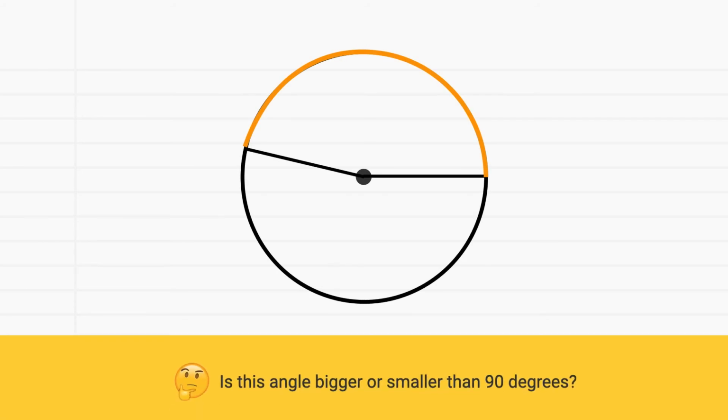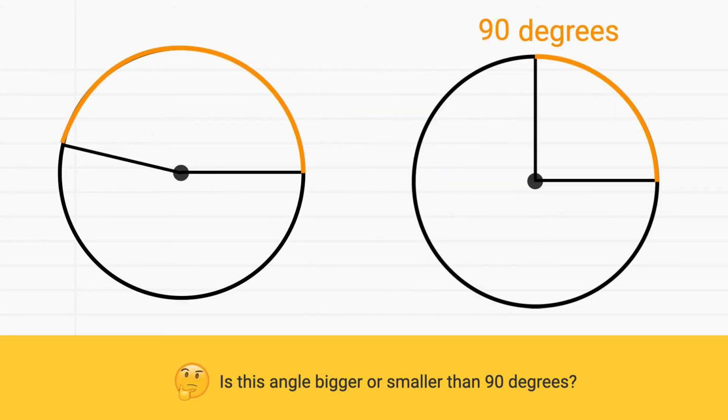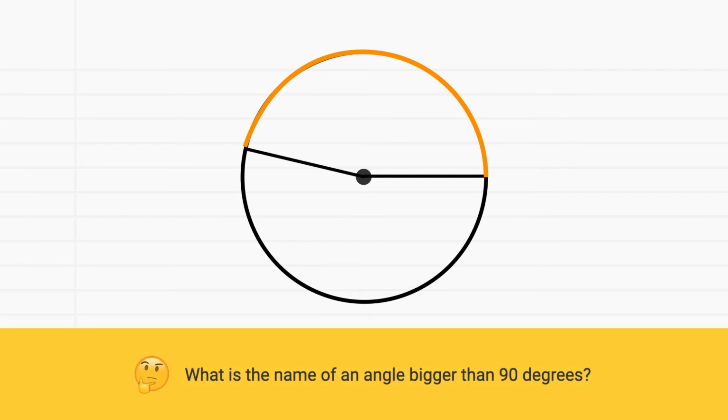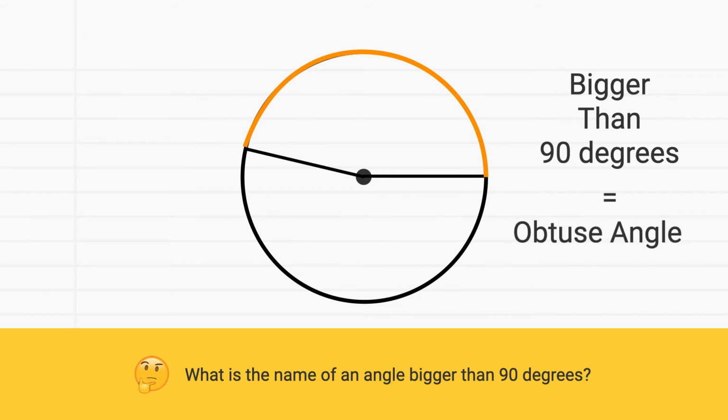Let's look at one more together. Let's describe this angle. Well, is this angle bigger or smaller than 90 degrees? If we compare this with a 90 degree angle, we can see that it's bigger. What is the name of an angle bigger than 90 degrees? An angle that's bigger than 90 degrees is called an obtuse angle.